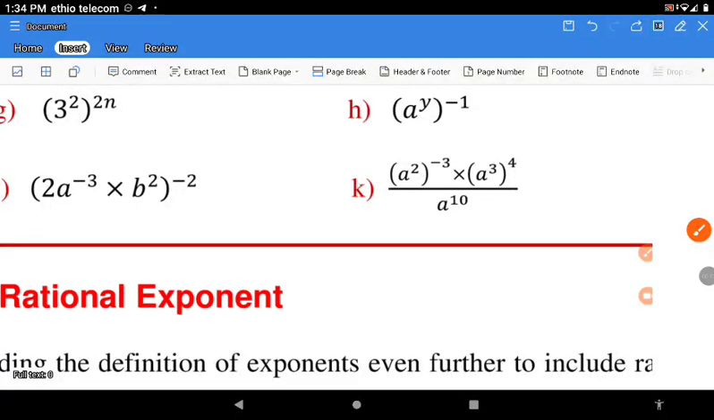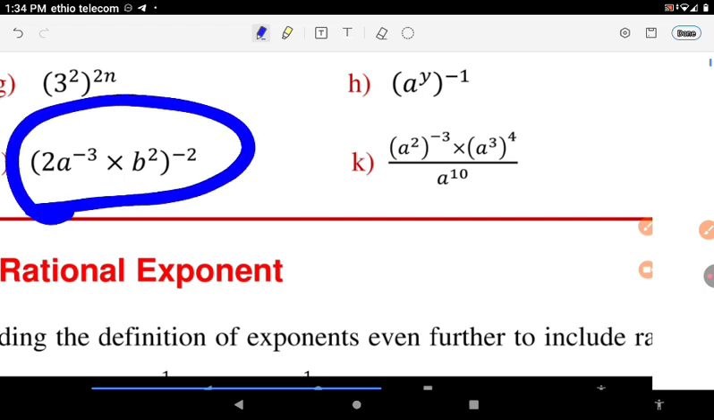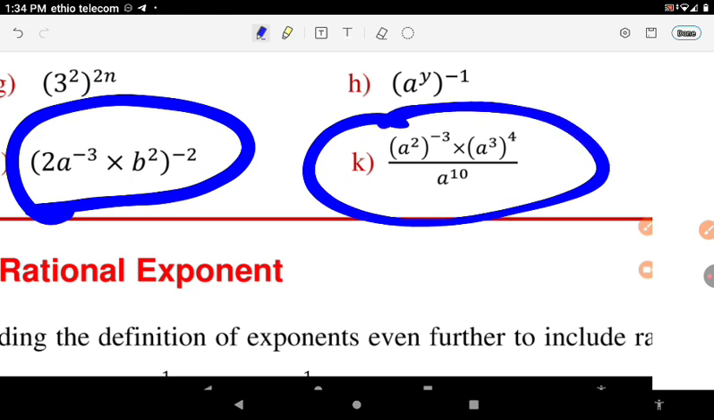In the previous class, we learned about exponential equations. Today we will see how to solve or simplify this type of exponential equation. Look at here: 2 to the power of 2a to the power of minus 3 times b to the power of 2, the whole to the power of minus 2.